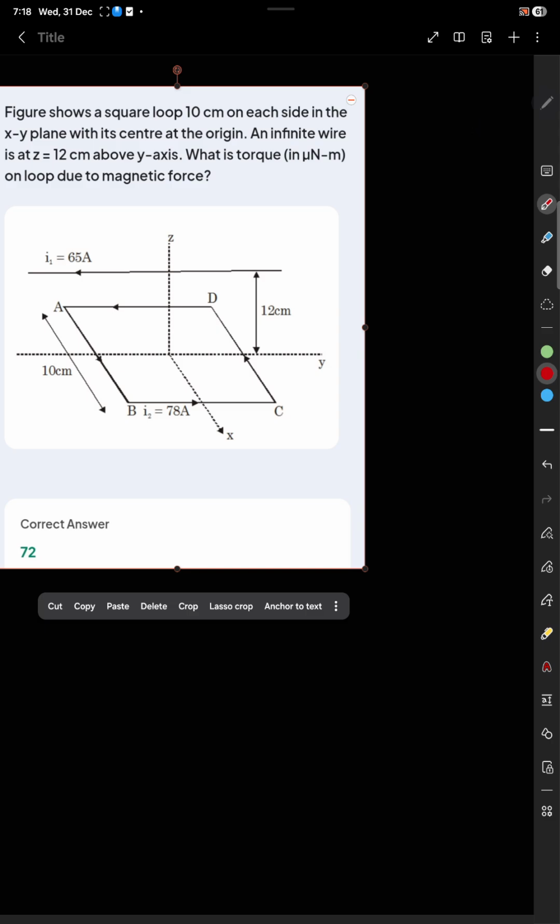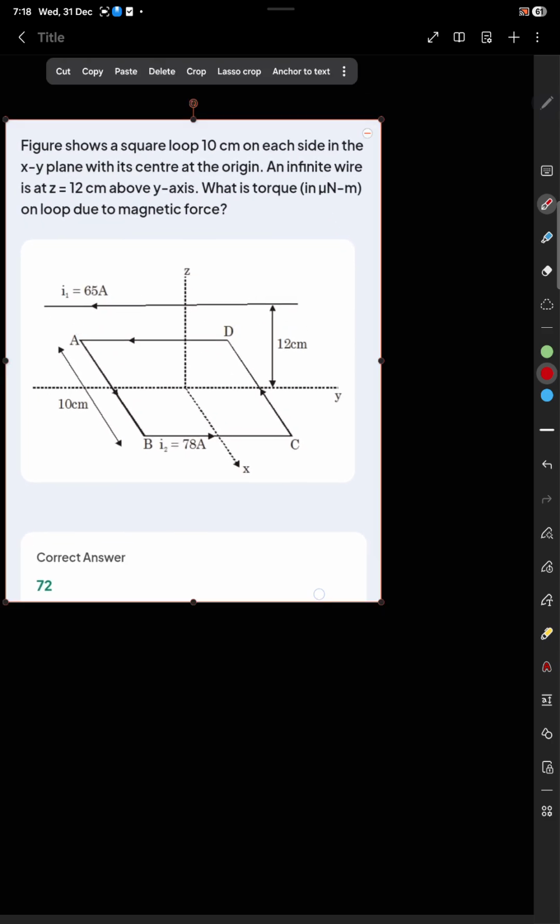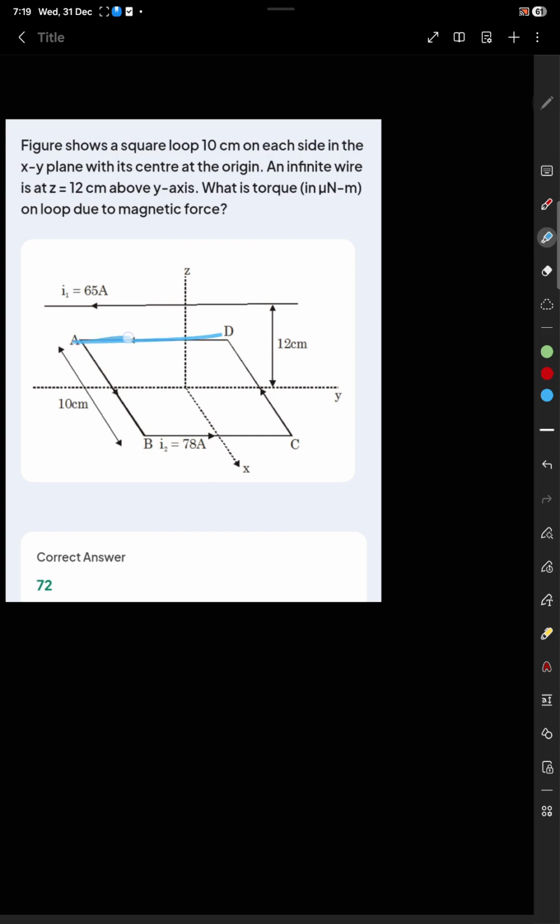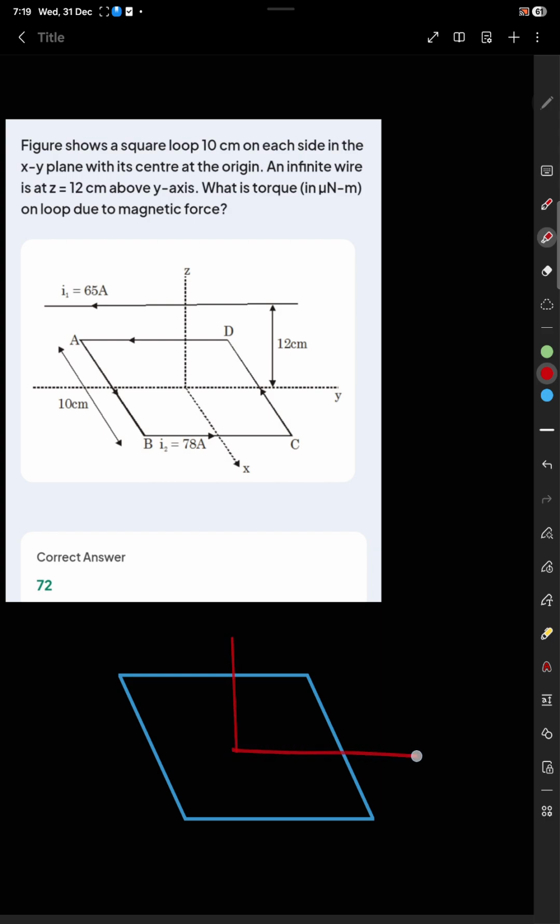In this question, the force about this one will be 0, because these are in mutually perpendicular directions, right? So this will be 0, but this will count. Okay, so how to do this one? I must draw the picture first. So this is a loop and this is somewhere at x equal to this position.